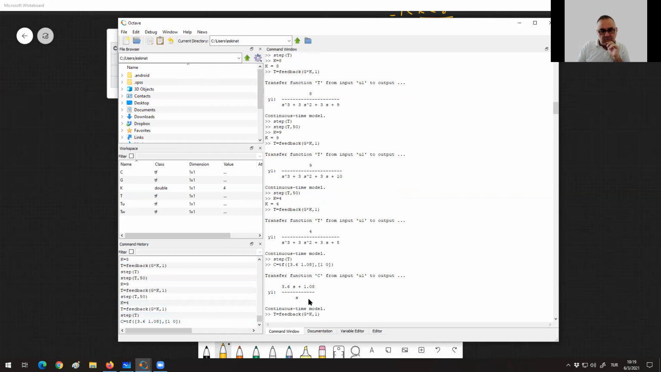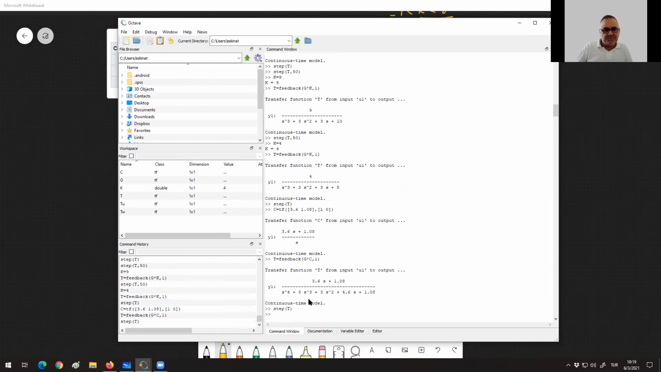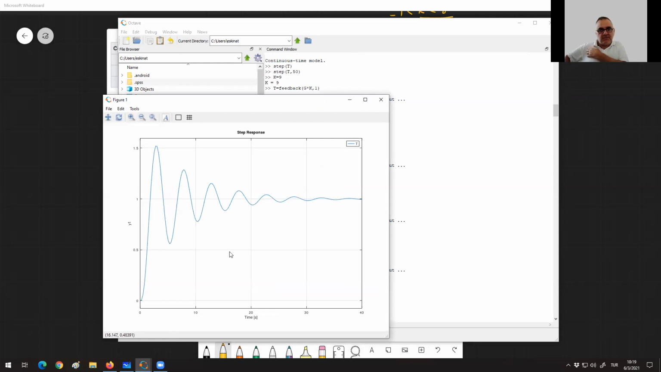Now our closed loop system is G times C, feedback of GC and 1. This is our closed loop system. It's a fourth order system. So if you look at the step response of T, you can see that.